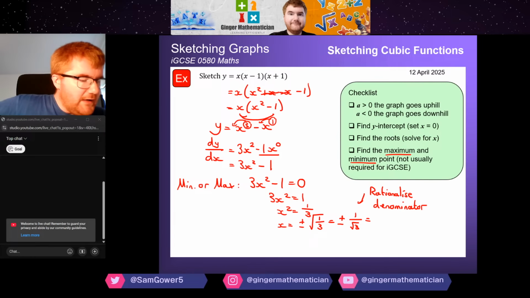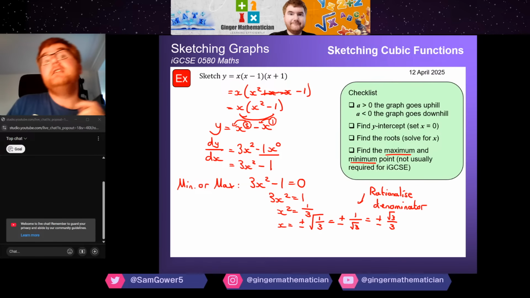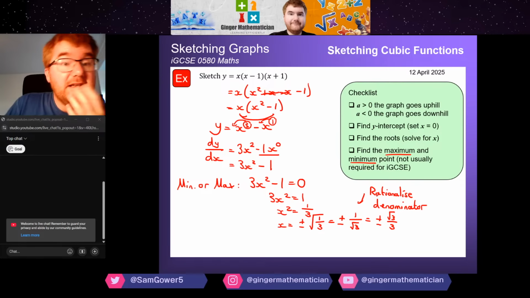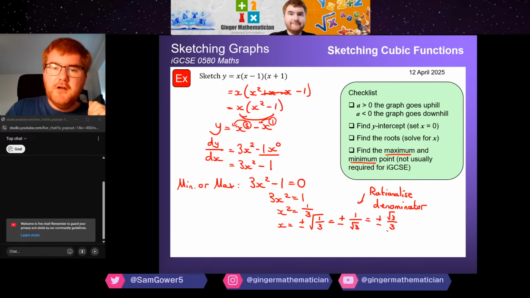So how do I rationalize 1 over root 3? What answer do I get? Trench has got the right idea. Can you give me an answer? Good, yeah, exactly. Well done. So we get the plus and minus the square root of 3 over 3. Generally speaking, you should rationalize the denominator if you get the chance to do it. Whether they take a mark off at iGCSE for this kind of question, I doubt it, but they certainly could do that.